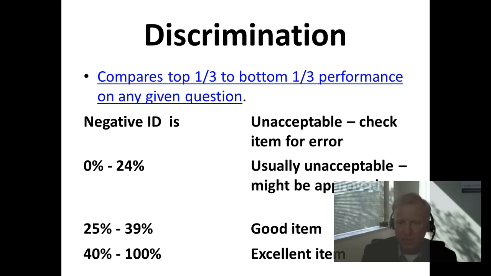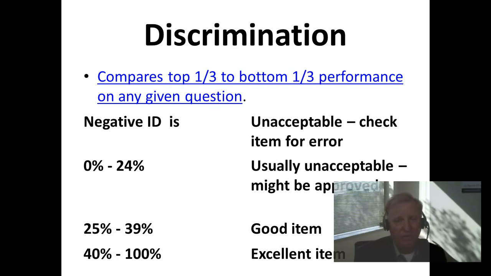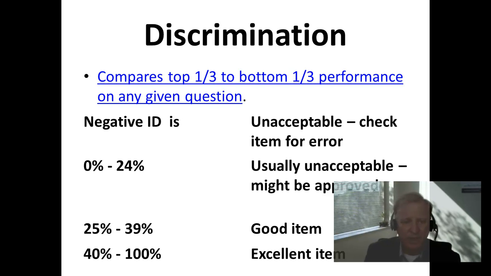Of course, it depends on the context too. If it's a flight simulator and you have to fly the plane, for example, you want zero discrimination. You want the pilot to be able to fly that plane and land it every time. But that's usually not what we're looking for in multiple choice questions in the basic sciences. So a good item would be between 25 and 39% discrimination, and an excellent item would be above 39%.